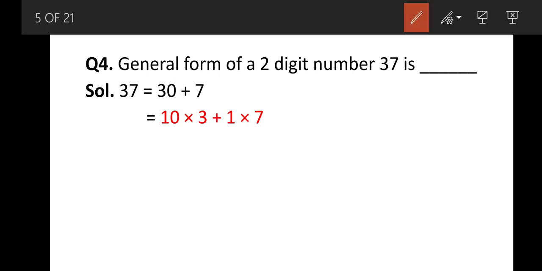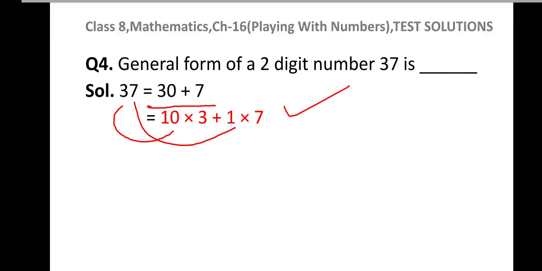First of all, we know that 37 will be written as 30 plus 7. Then as 3 is at tens place, it will be multiplied by 10. And as 7 is at ones place, it will be multiplied by 1. And this will be the general form of a two-digit number 37.